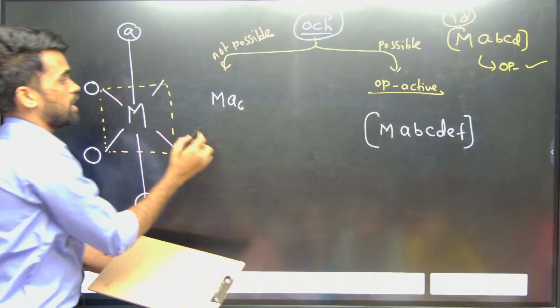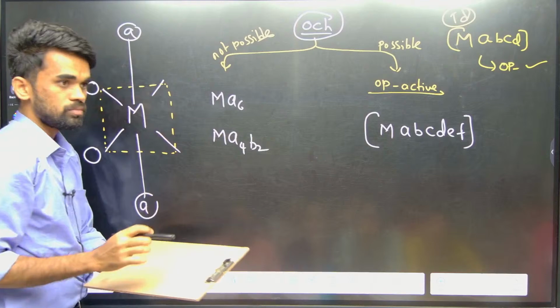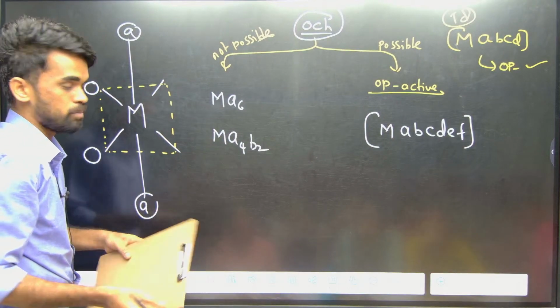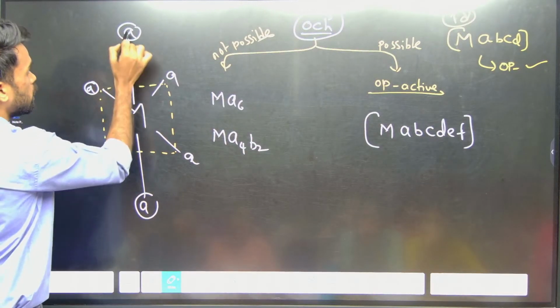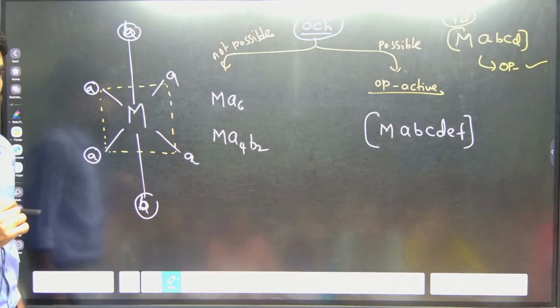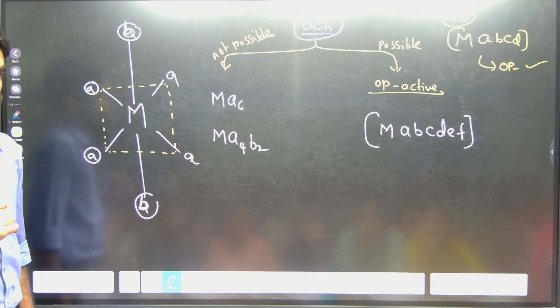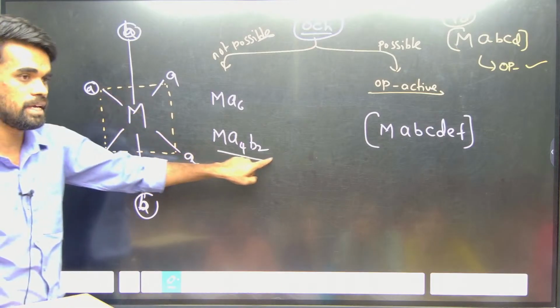So I am writing something like this, MA4B2 type. All these are A's. Above B, below B I am placing now. So tell me, optically active or inactive? Inactive. Why inactive? Because it has a plane of symmetry. So this is optically inactive.